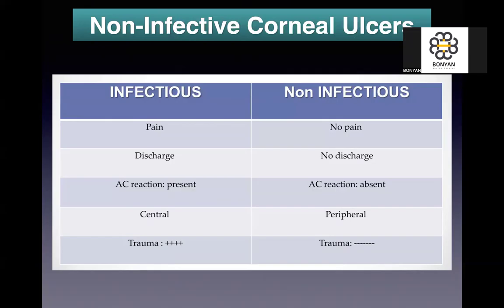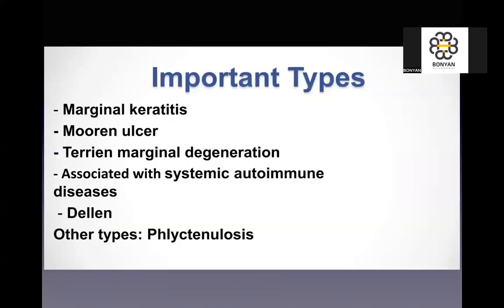Trauma is associated with infectious, but trauma is not common in the non-infectious. Important types to know are marginal keratitis, Mooren's ulcer, Terrien's marginal degeneration, or other types associated with systemic autoimmune diseases, phlyctenulosis.